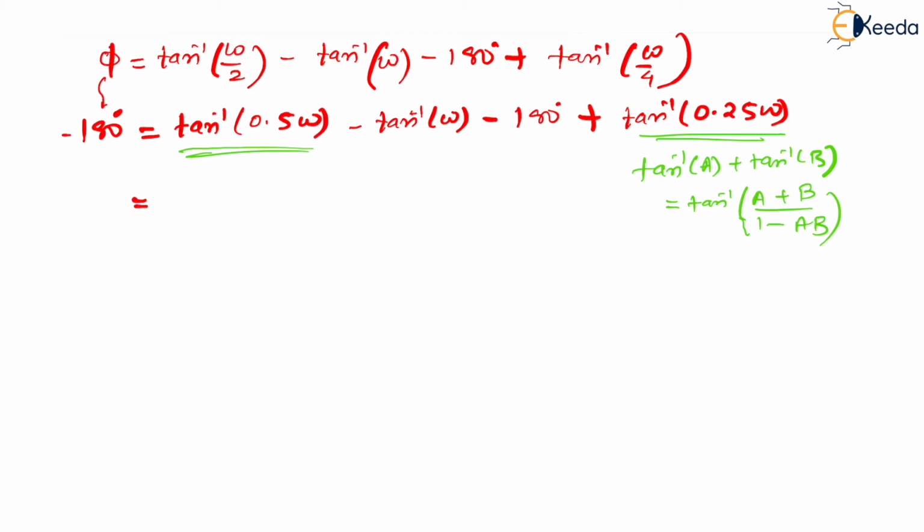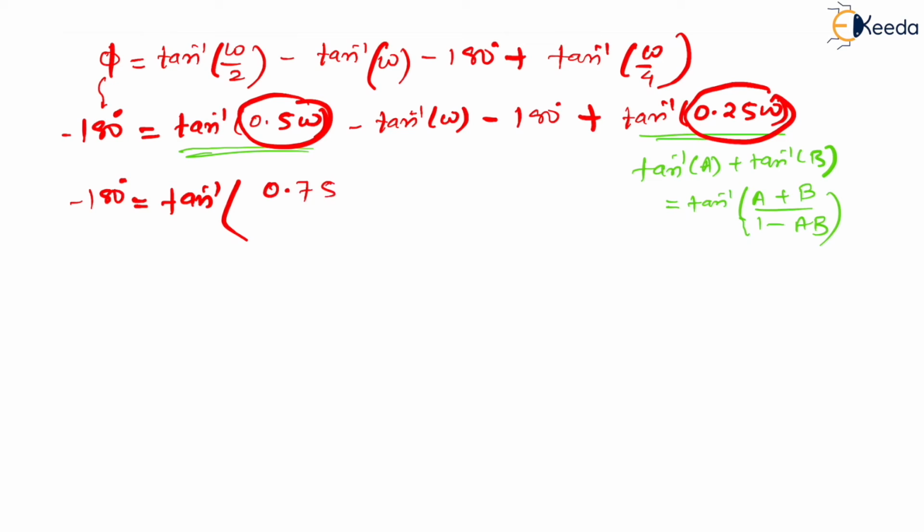So if you check out, what you get here is minus 180 degrees as it is, tan inverse of (a plus b). What is a? This is a. What is b? This is b. So 0.5 plus 0.25 is nothing but 0.75 omega, upon 1 minus ab. What is a? A is nothing but 0.5 omega into 0.25 omega. If you multiply them, you get 0.125 omega squared. Right?